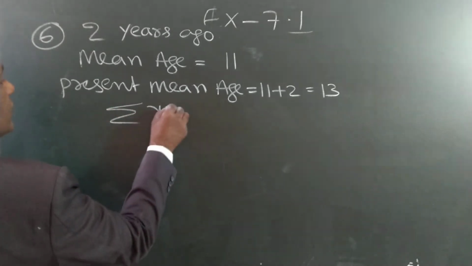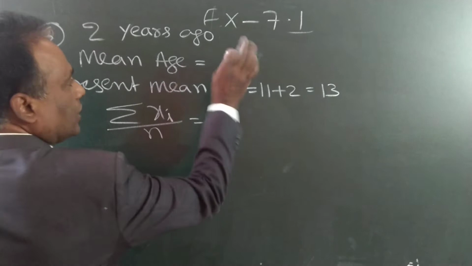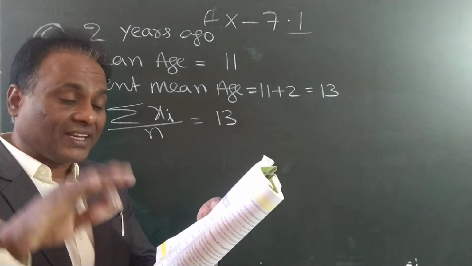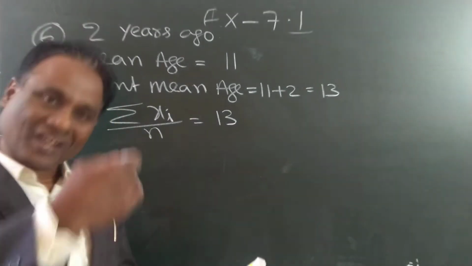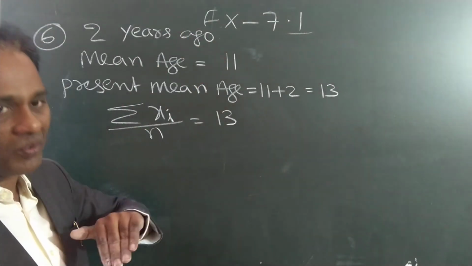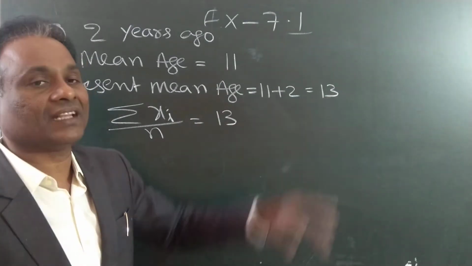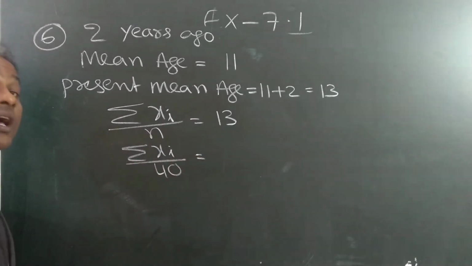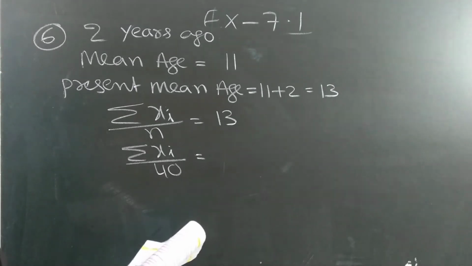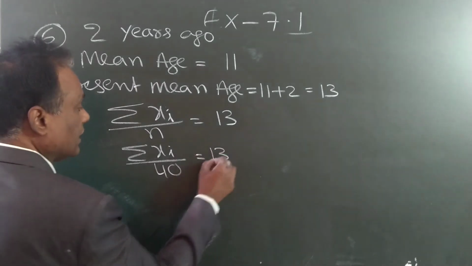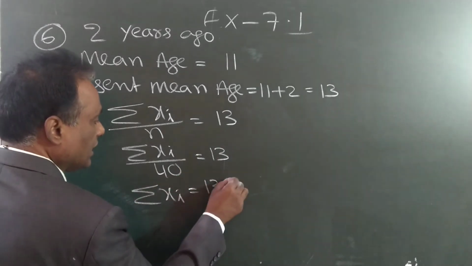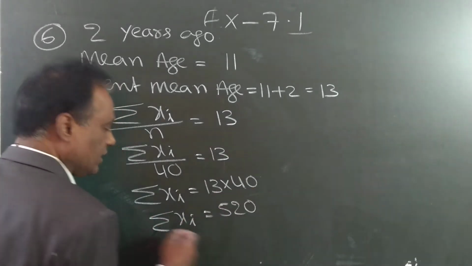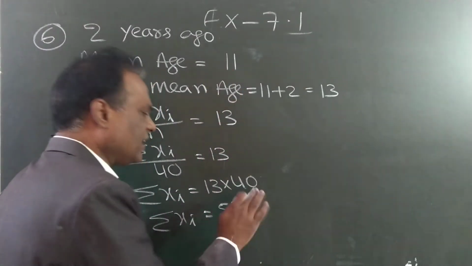Mean formula sigma xi by n. Don't take 11 because present age. Now you see the word. 2 years ago mean age of 40 people was 11 years. Full stop. Now come to the present situation. Don't go to the 2 years back. Now after 2 years, 11 will become 13. Now do sigma xi by n. Number of observations are 40. How many people are there? 40 people. Sigma xi by 40 is equal to 13. Sigma xi is equal to 13 into 40. Sigma xi is equal to 520. Sum of the ages. Sum of 40 people age is 520.